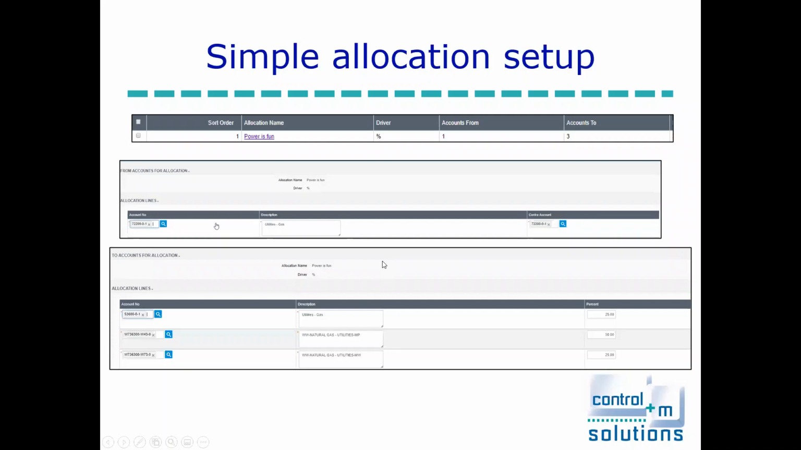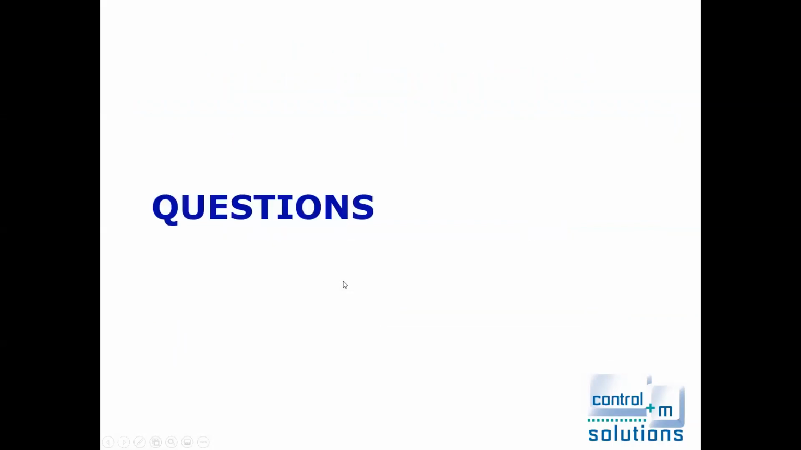The only trick would be, before you fire the allocation off, you would want to make sure that all of your expenses are booked at any given time, so you don't have to have 3 allocations in the same period and look like a maniac. With that said, any questions today?